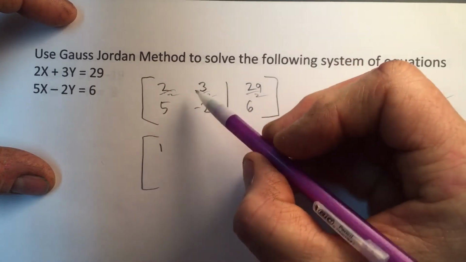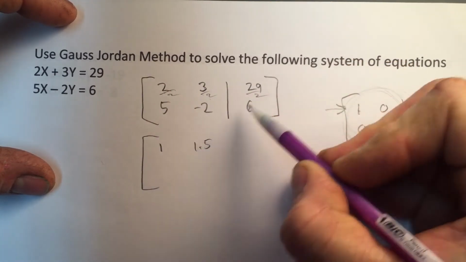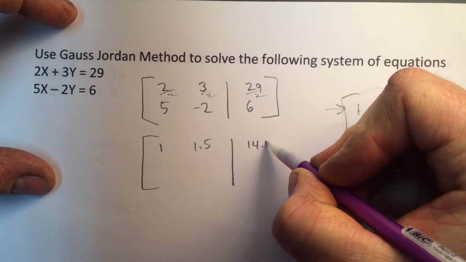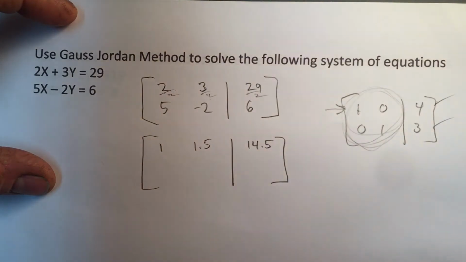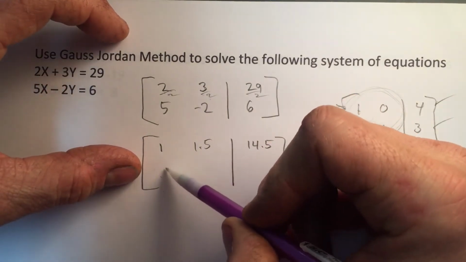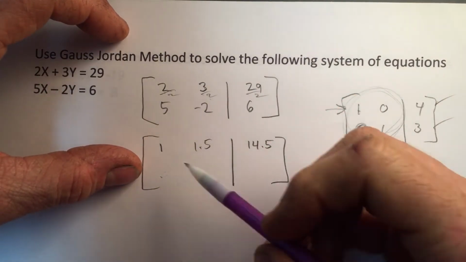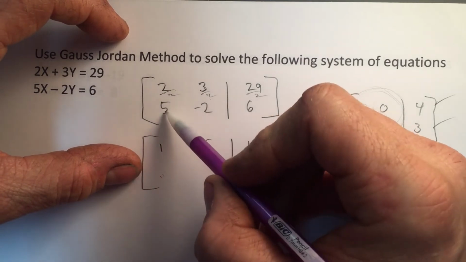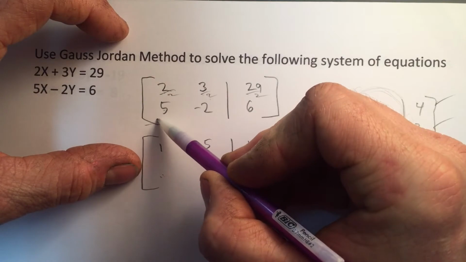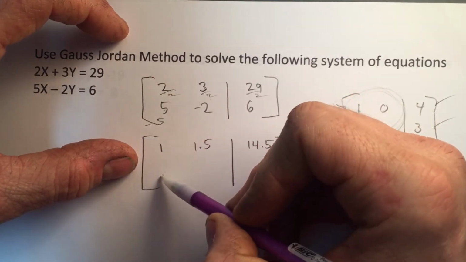2 divided by 2 is 1. 3 divided by 2 is 1.5. 29 divided by 2 is, what's that, 14.5. There you go. Okay. Now down here, I need this to be a 0. So on this row here, that's a 5. Well, I need to subtract 5. 5 minus 5 would be 0.